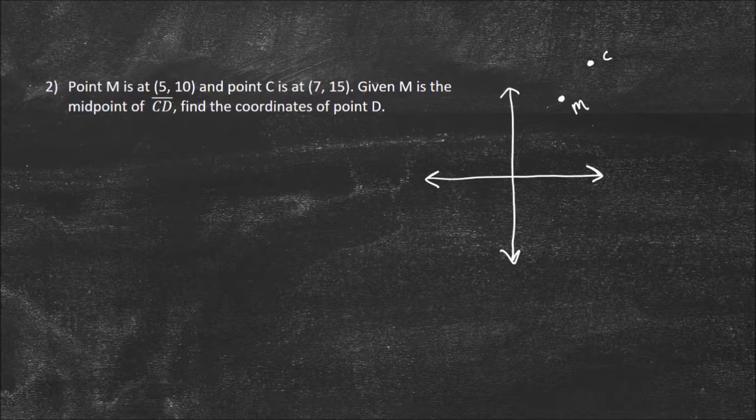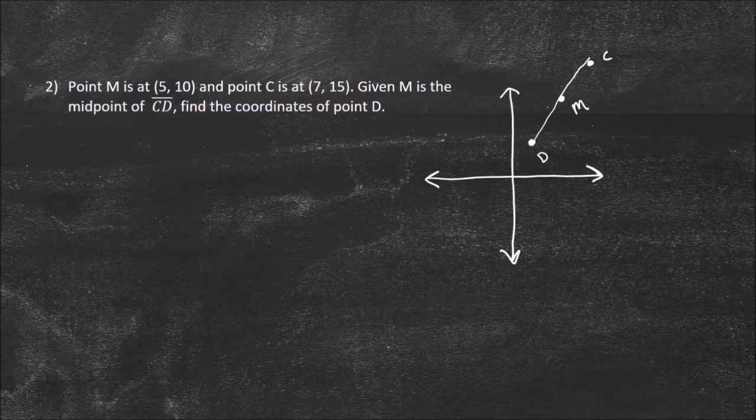And it says that M is the midpoint of segment CD. So if M is in the middle of CD, I know that D is going to have to be somewhere on this side, right? Because M separates segment CD in half. So it's got to be like this. So I know that D has to be somewhere over here, so that makes sense. But now how can I figure out the exact coordinates of D?